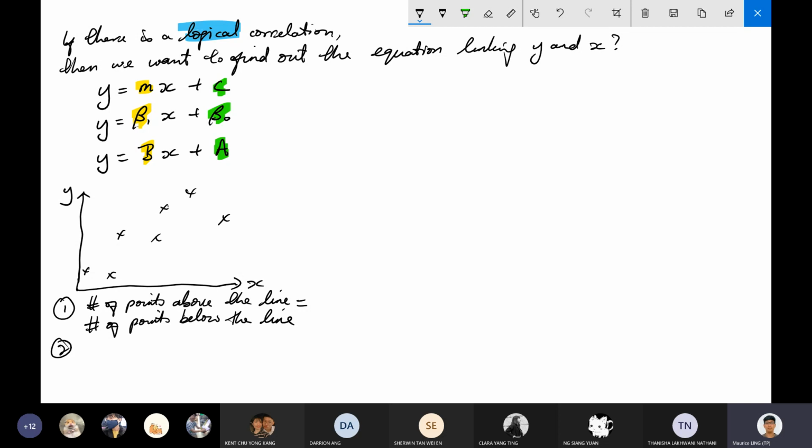Is it just the number of points? There's actually one more thing. So Ken, what is the second rule? The distance between the points above and below should be equal. Okay, so essentially that is what we are trying to do here.